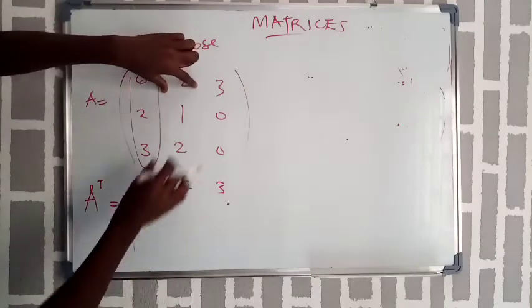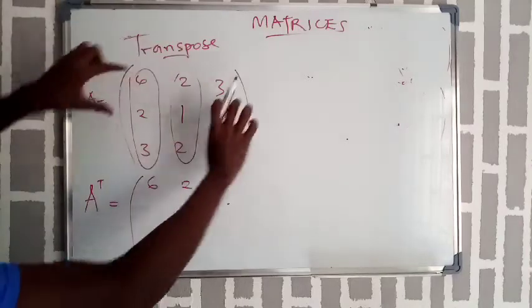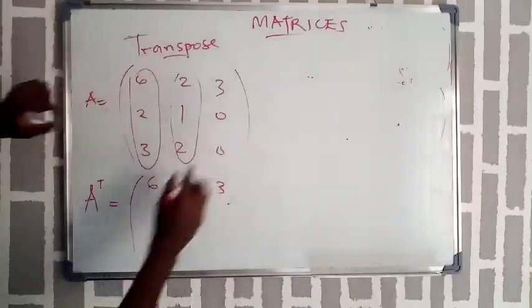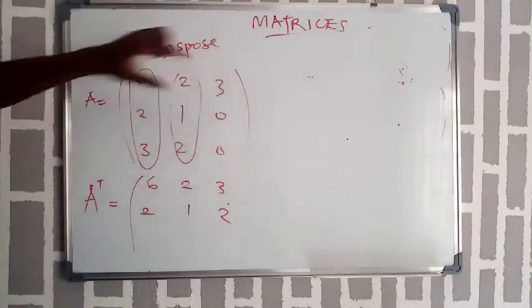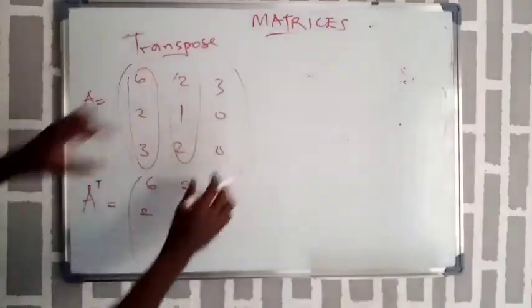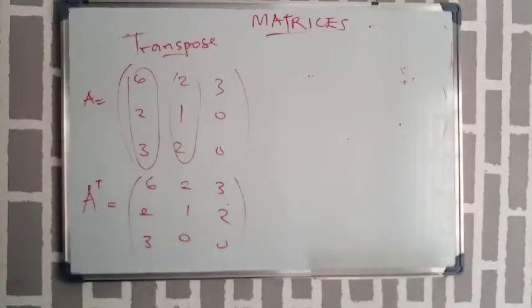This second row now is going to be the second column. So here is going to become 2, 1, 2. The third one here now too becomes 3, 0, 0. That's all for transpose of the matrix.